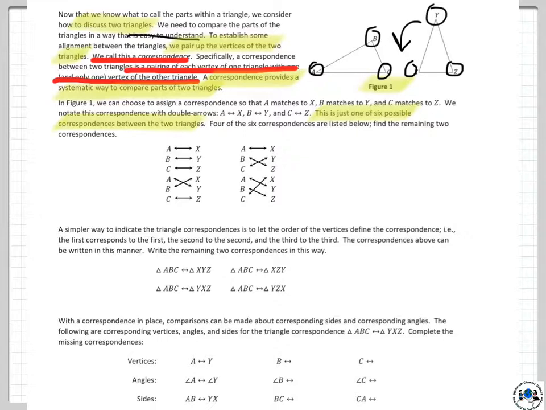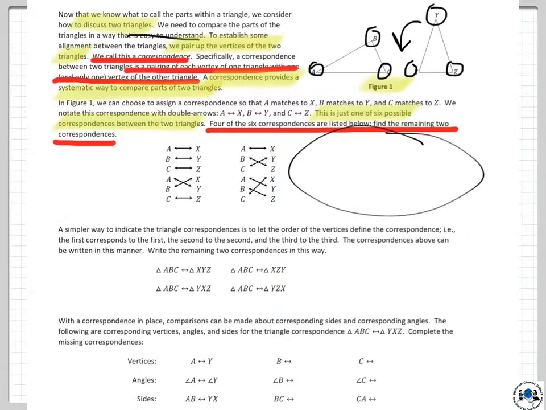But there are, like they said here, 6 different ways. So here we go. They show you 4 of the 6 correspondences listed below. Now go ahead and find the remaining correspondences. So go ahead and draw those over in this area here somewhere, okay? Just do what they did there.